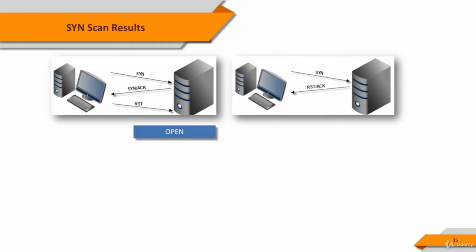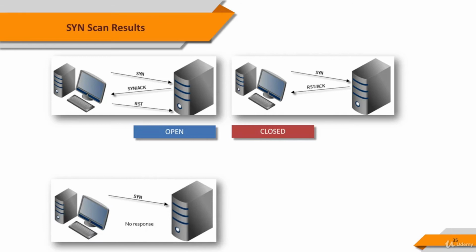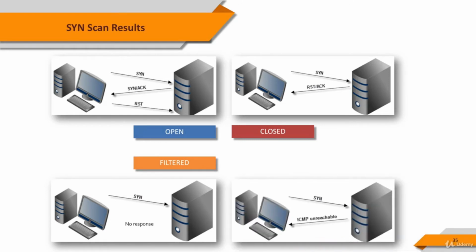If the destination system replies with a RST packet for our SYN packet, that means the port is accessible, but it's closed. If the destination system doesn't respond to our SYN packet, Nmap thinks that the packet is dropped or filtered. It's a common behavior of firewalls. If the destination system replies with an ICMP unreachable packet for our SYN packet, again, it's interpreted as filtered. This is another type of firewall behavior.